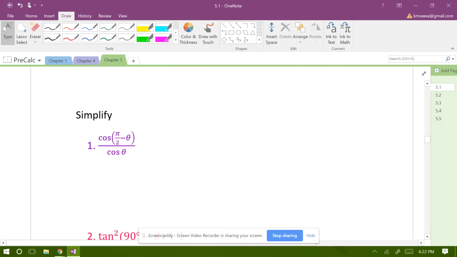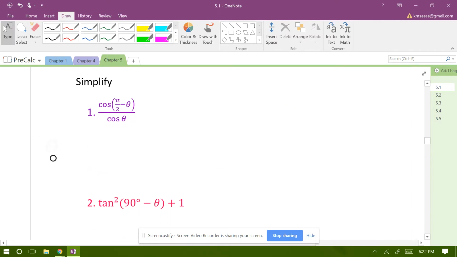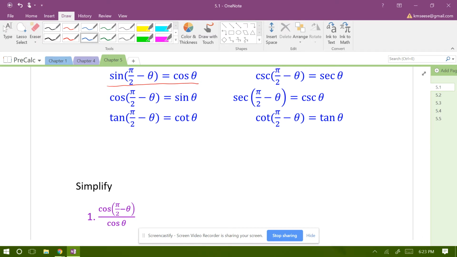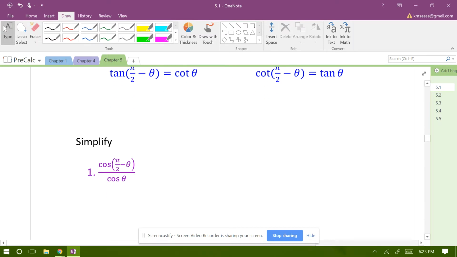We are now going to look at using these identities to help us simplify as much as possible as well. So cosine of pi halves minus theta, using our identities directly above here, is equal to sine of theta. Which, when we have sine of theta over cosine theta, reduces nicely to just be tangent of theta.